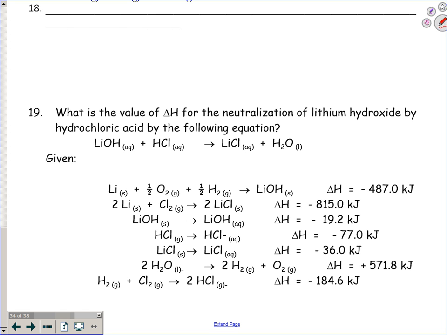States of matter matter. States of matter matter. Add your states of matter, because they matter.